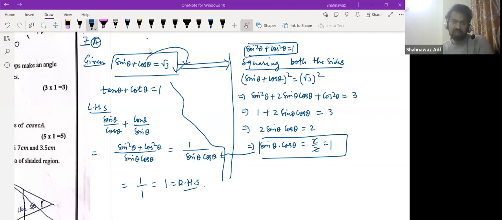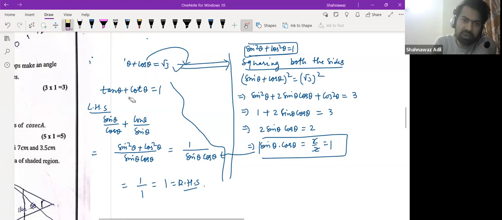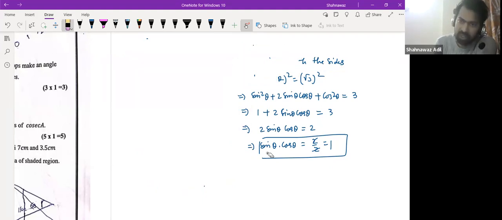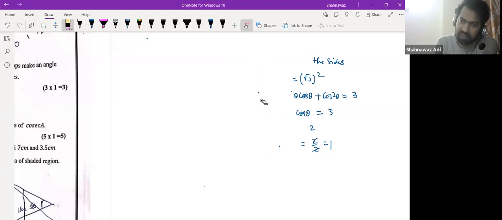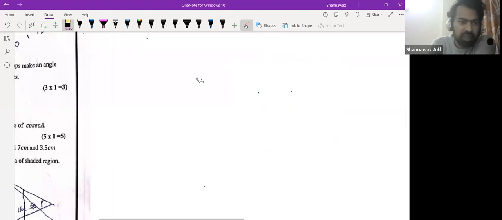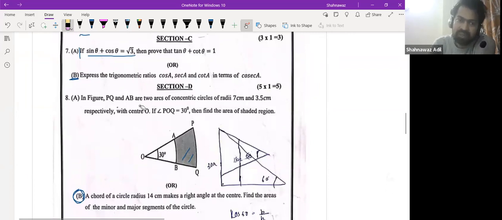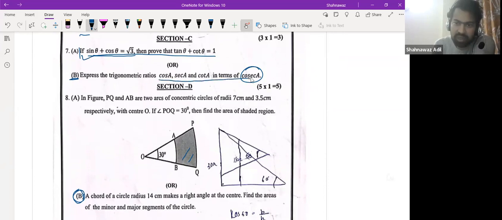So the second part is that you already know how we represent all the trigonometric ratios in the form of the other one, right? In this question, they have told us to write every trigonometric ratio in the form of cosec. So this one is the simpler one, and this one is this one.